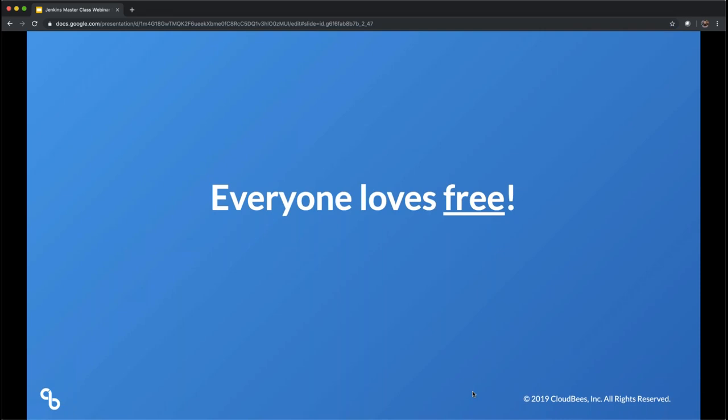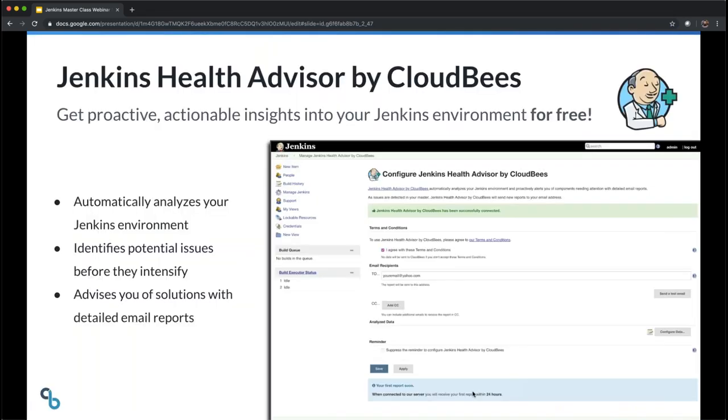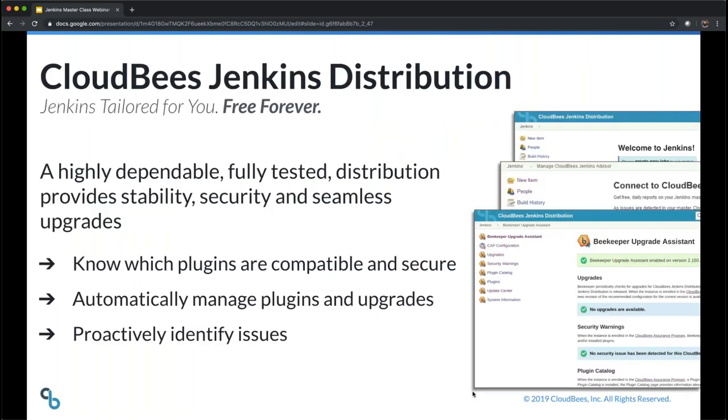So the next piece here, everyone loves free, right? We love free stuff. So I talked about CloudBees Jenkins support, which is one of our paid offerings, but we do have some value that I would encourage you to check out today. The first one is Jenkins Health Advisor by CloudBees. This is a completely free service in the form of a Jenkins plugin that is going to help you improve performance and get the most out of Jenkins. And I would encourage you to check it out and download it today. It is proactive, actionable insights. It'll automatically analyze your Jenkins environment once you connect the plugin, which takes only a minute or two. It's going to look out for potential issues, and it's going to send you detailed email reports every time an issue is identified, so that you can get in front of it before it intensifies and keep Jenkins running healthy. This is really good stuff, and I encourage you to check it out and download it.